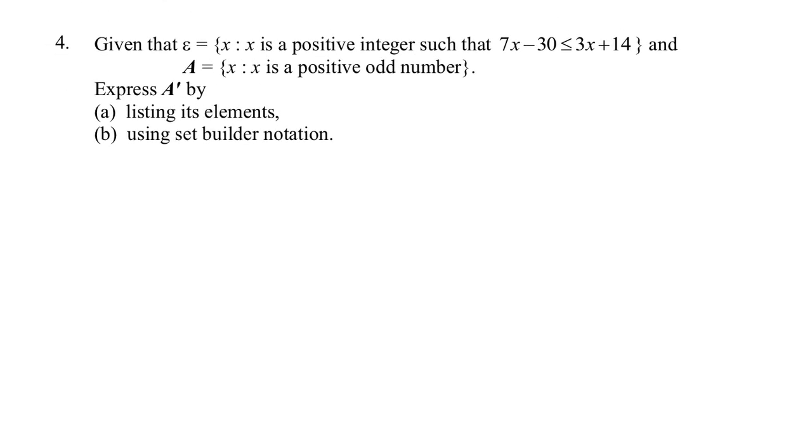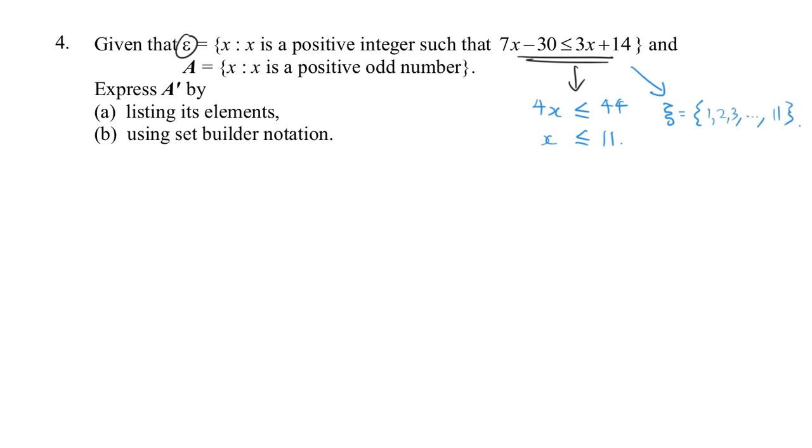Last question here. Universal set, positive integers, whole numbers, and we have an inequality. We will simplify it. So simplifying this, we get 4x less than or equal to 44, and x less than or equal to 11. So if I were to list this set, it contains things such as 1, 2, 3, all the way till 11.